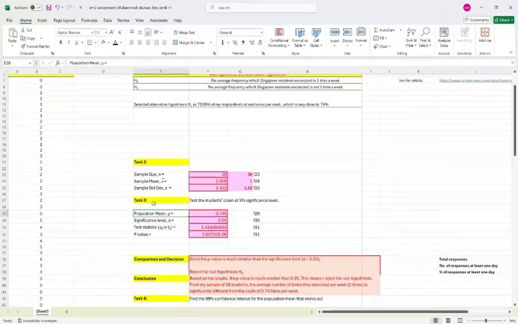For task 3, the population mean is what we are testing against. In other words, the claim is what we want to check. The significance level is the threshold for deciding whether to reject the claim. For example, 0.05 means we are willing to accept a 5% chance of making a wrong decision if the claim is actually true.